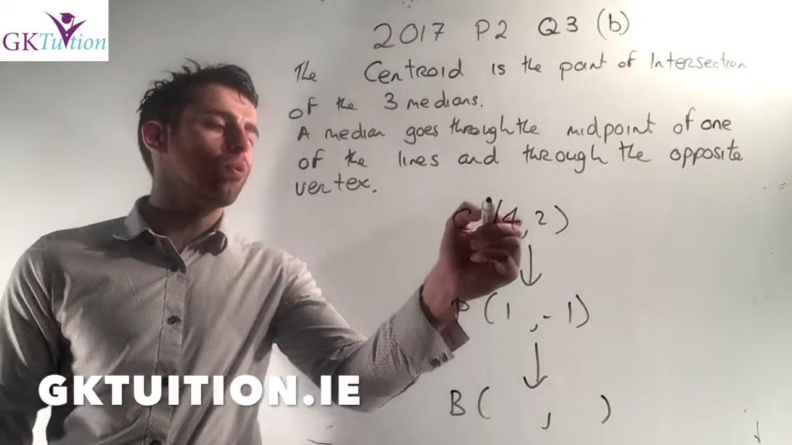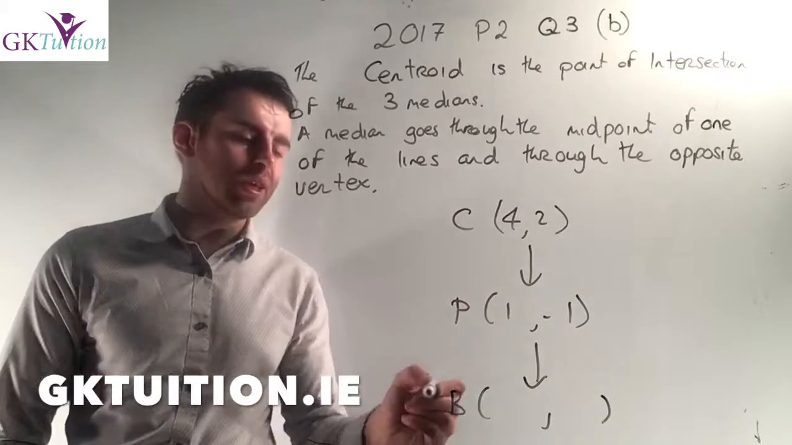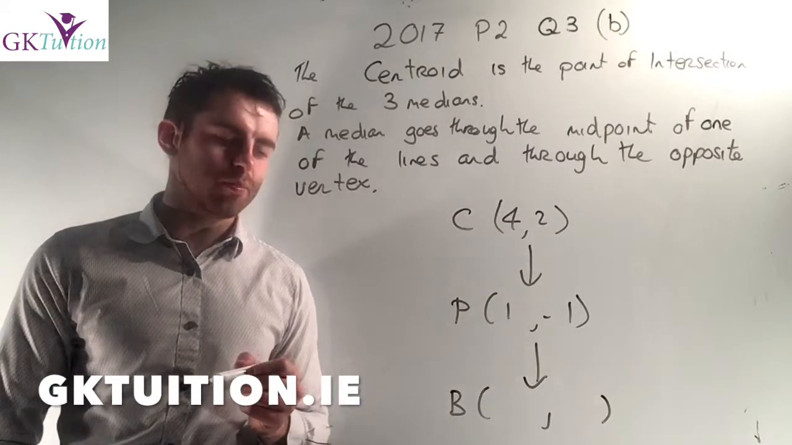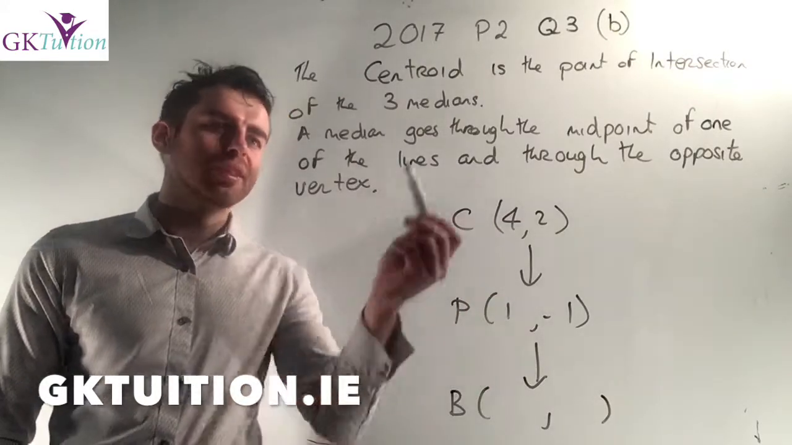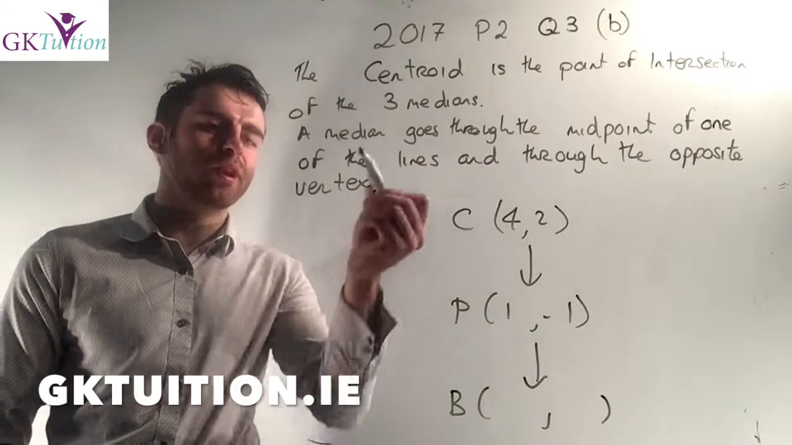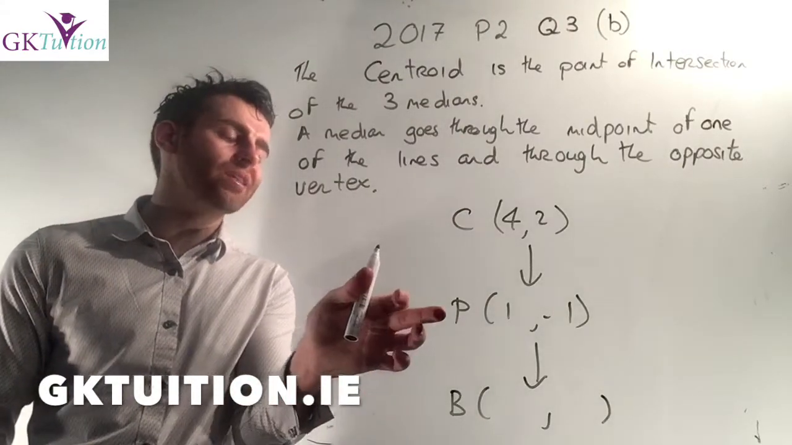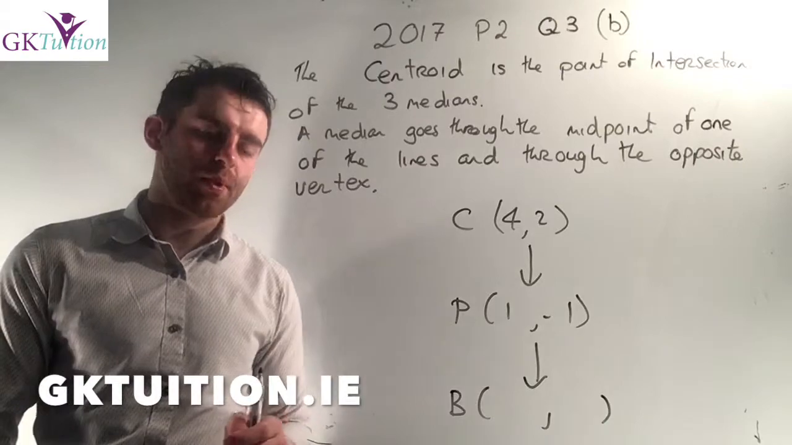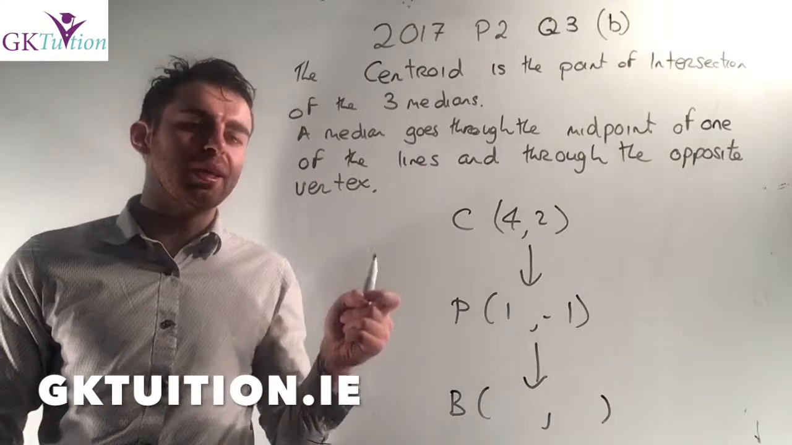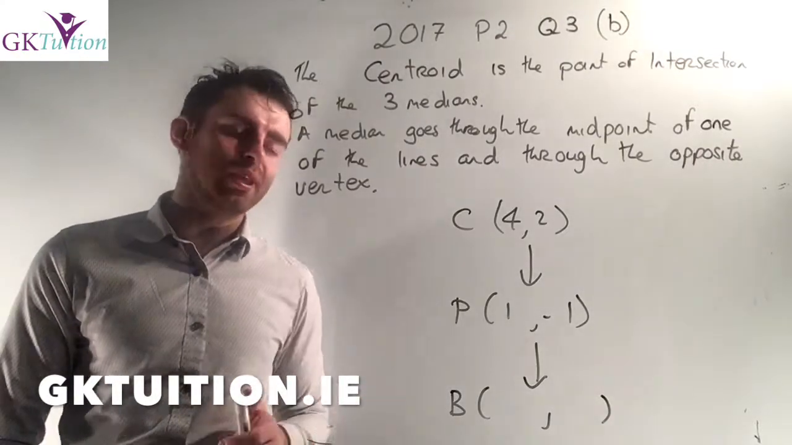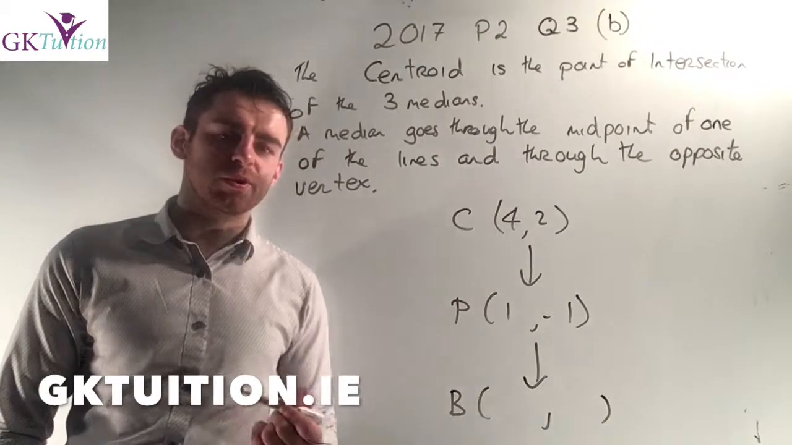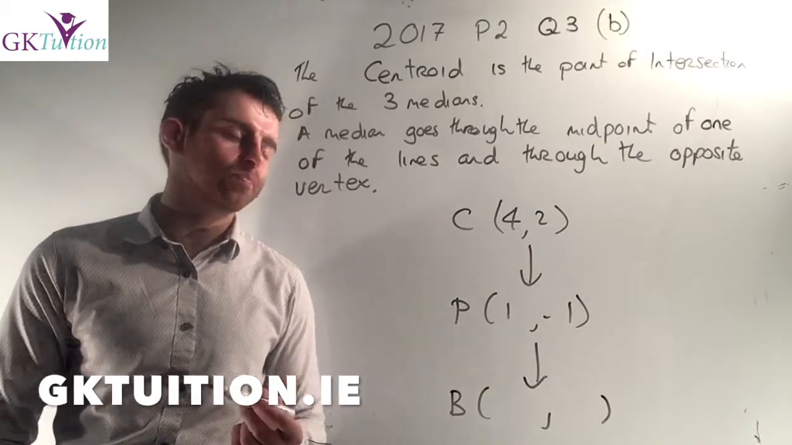Now if I know the coordinate C and I know the coordinate P, I can very easily find the coordinate B. Based on my knowledge of the centroid and my knowledge of medians, I know that P is the midpoint of C and B. In other words, the distance from C to P is the same as the distance from P to B. So I can just do a very straightforward translation here and work out what B is.